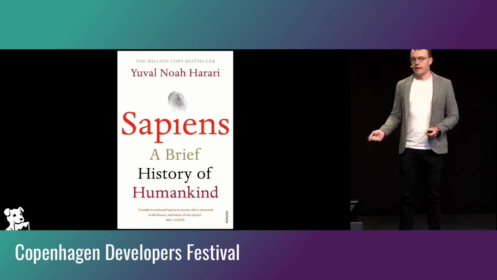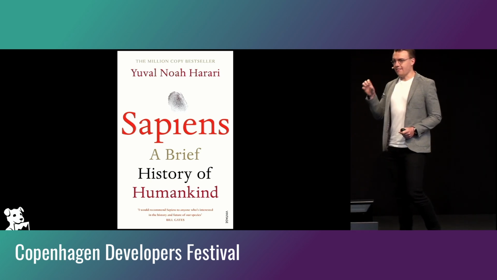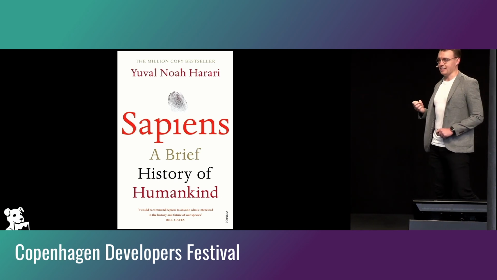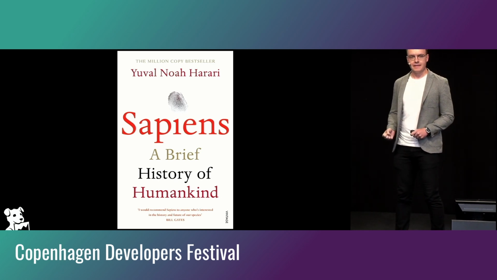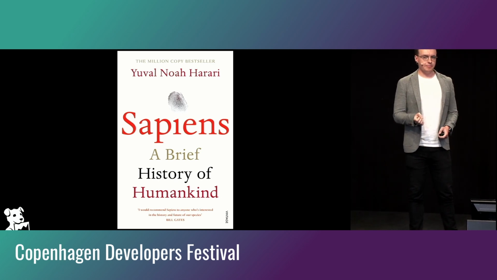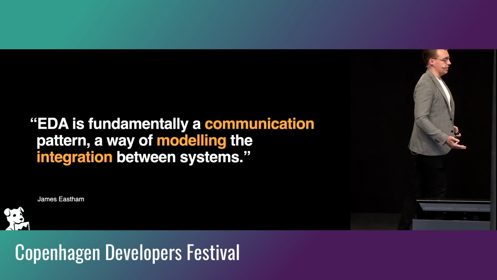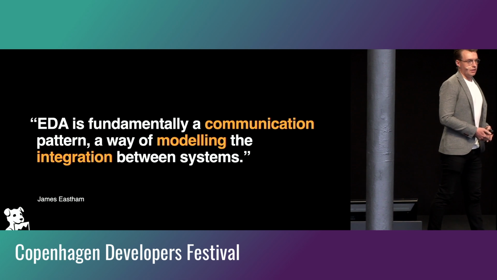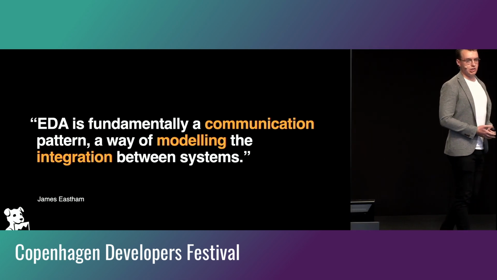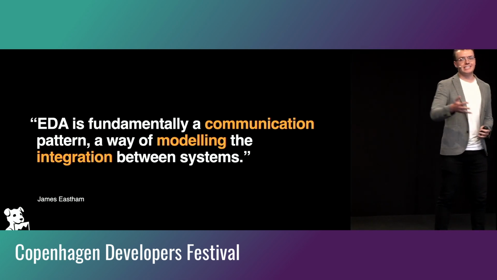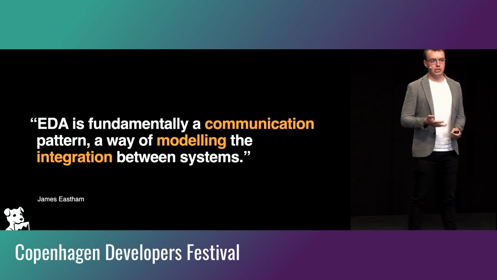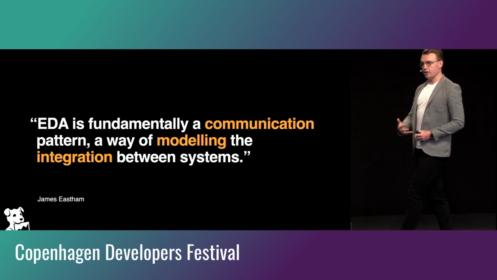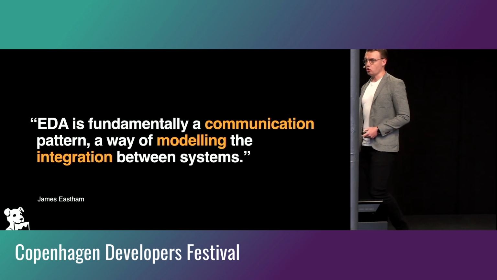Now, I can see some of you furiously checking the agenda, thinking this was going to be a talk about event-driven architecture. Why are we talking about a history of humankind? But there's a link here, and that link is that event-driven architecture is fundamentally a communication pattern. It's a way of modeling integrations between systems, whether that be the technical communication between two services or the human communication when you're talking about what it is that your system does.